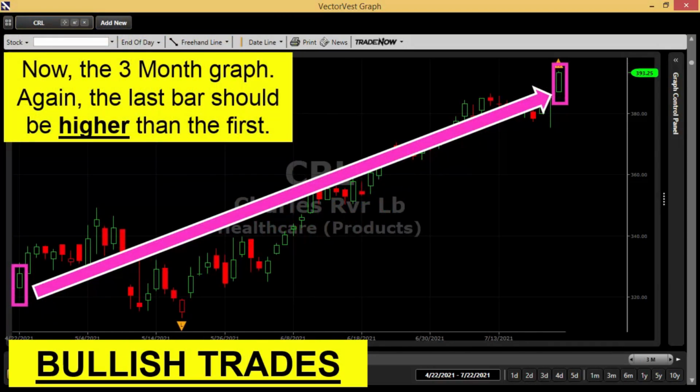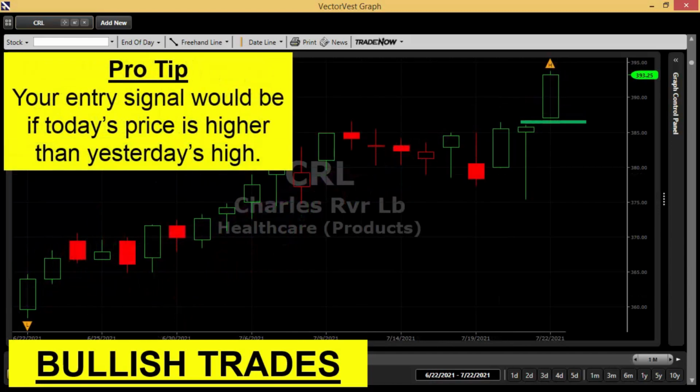Now, we shorten that down. The 3-month graph, again, same idea. The last bar on your screen, which is the current bar, should be higher than the first bar on your screen, which is 3 months ago. Now, that's not it, because we also want to make sure we are trading in the general direction of the day. So a pro tip for you would be this. Your entry signal is only taken if the current price, when you're doing your scans and you're doing this trade analysis, is higher than the prior day's high. In that case, that's where the gopher really stuck his head out of the hole.